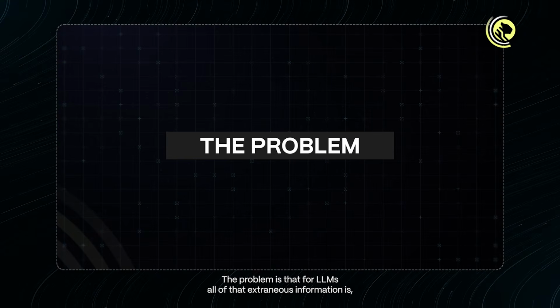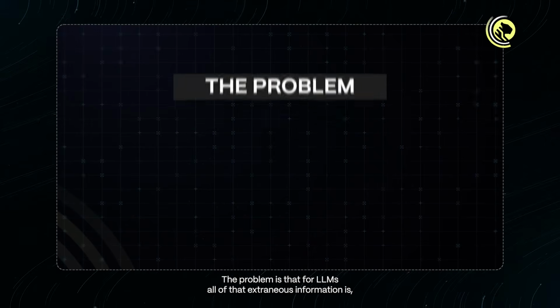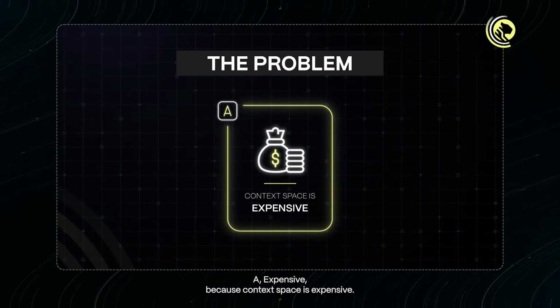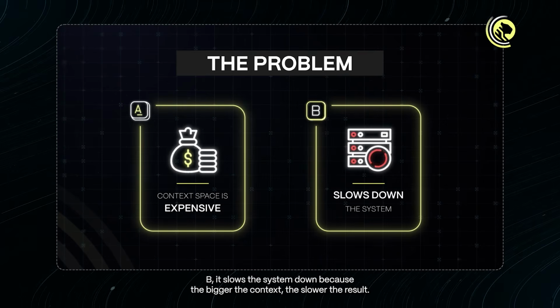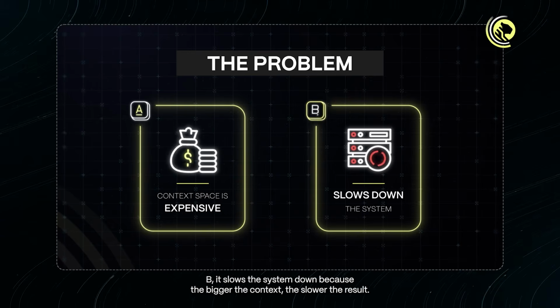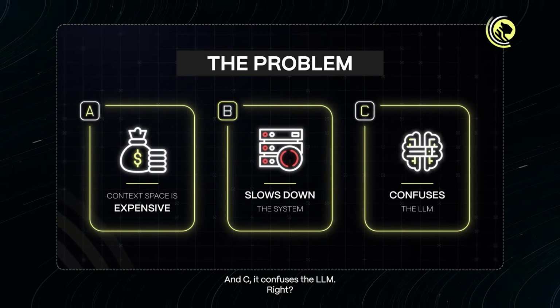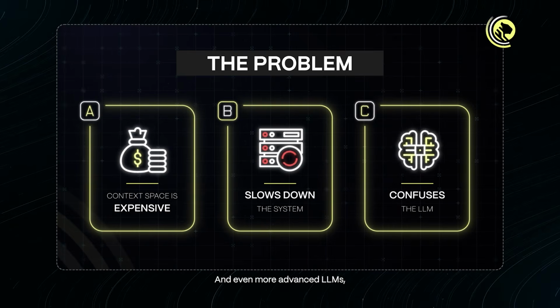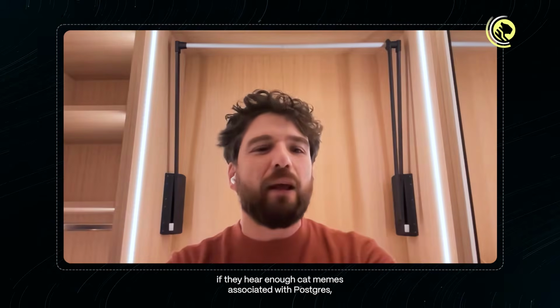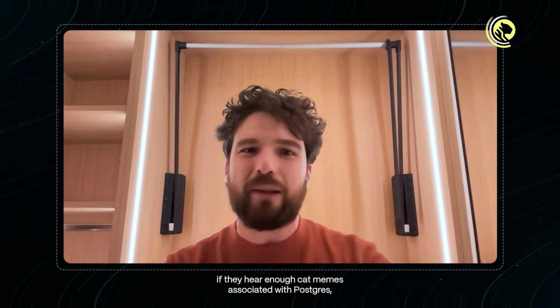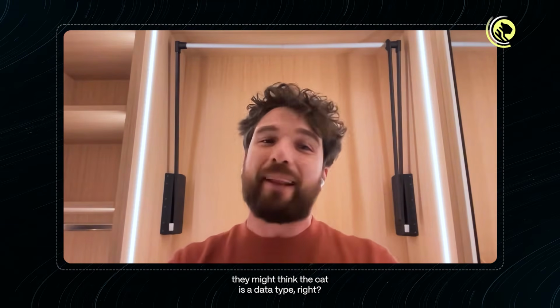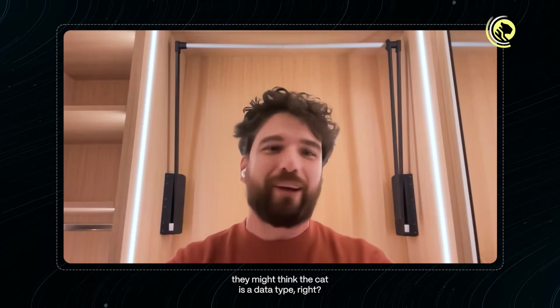The problem is that for LLMs, all of that extraneous information is, A, expensive, because context space is expensive. B, it slows the system down, because the bigger the context, the slower the result. And C, it confuses the LLM. Even more advanced LLMs, if they see enough cat memes associated with Postgres, might think that cat is a data type, and it's just not.